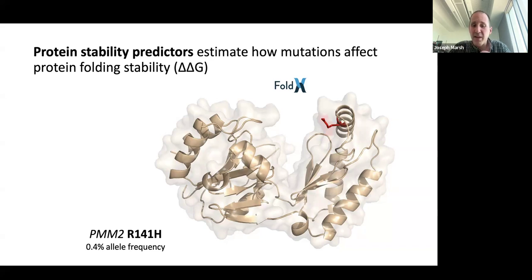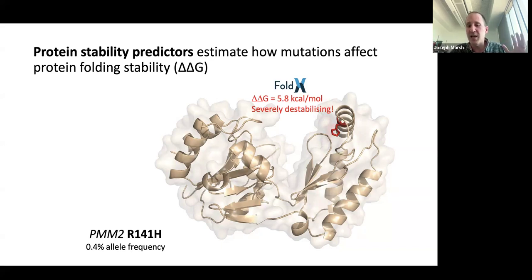So this is just an example here of a single pathogenic missense variant in a gene called PMM2. It's an arginine to histidine, and we can use FoldX to model the impact of that variant, the arginine to histidine change, and it tells us we get a predicted delta G of 0.58.